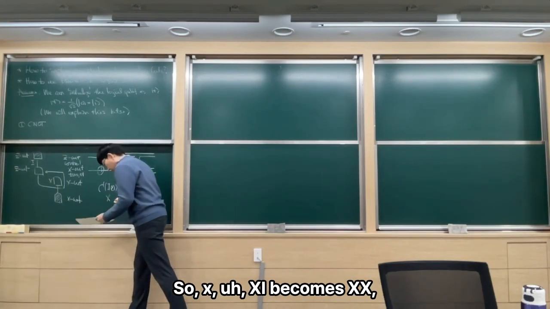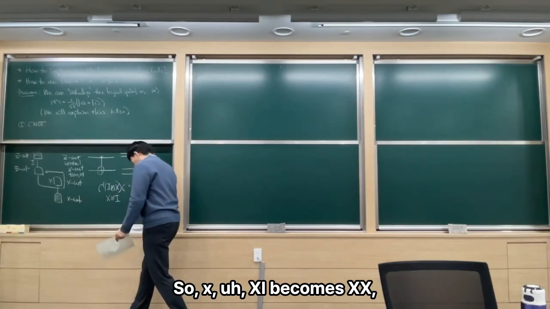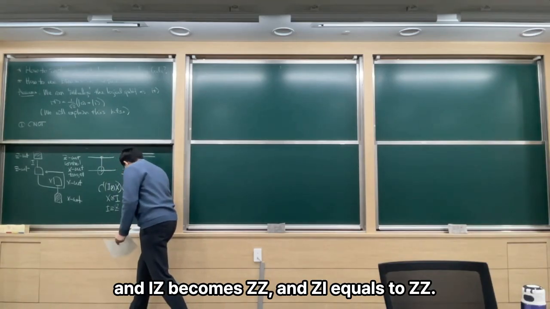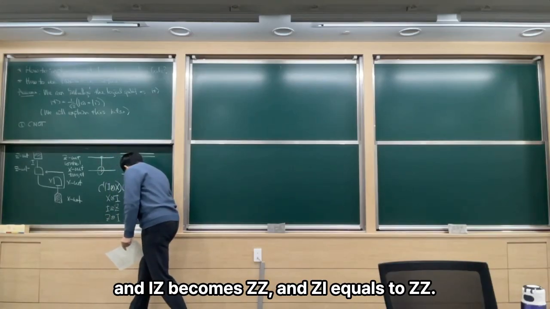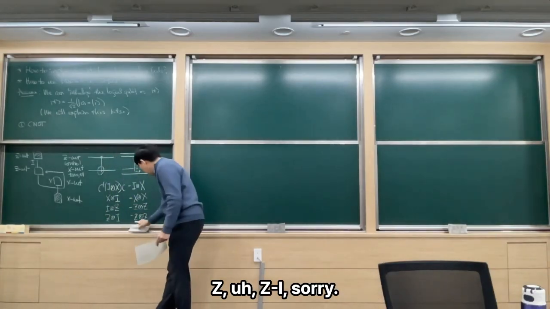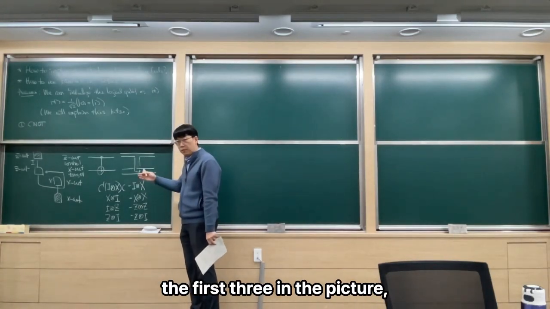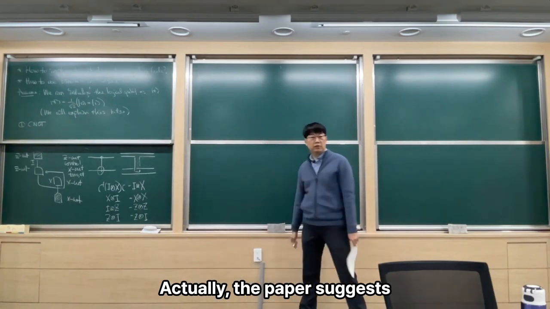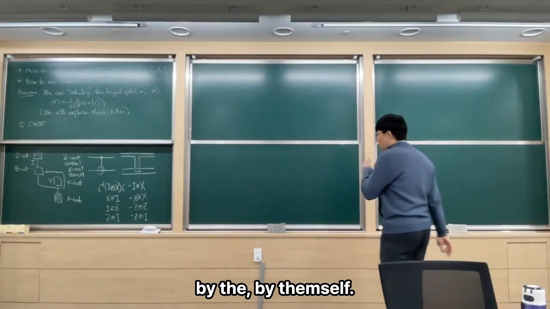So X, X, I becomes X, X, and I, Z becomes Z, Z, and Z, I equals Z, I, sorry. The paper introduced the first three in the picture, so maybe we can go for the last one. Actually, the paper suggests the reader test it out by themselves.